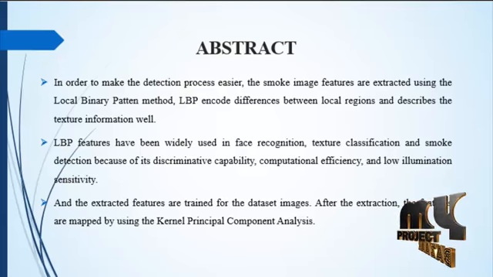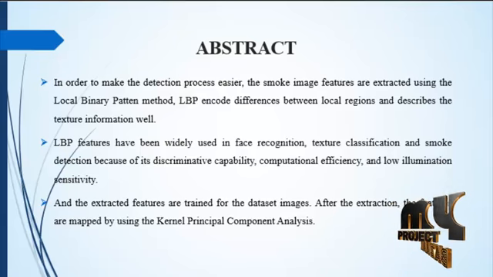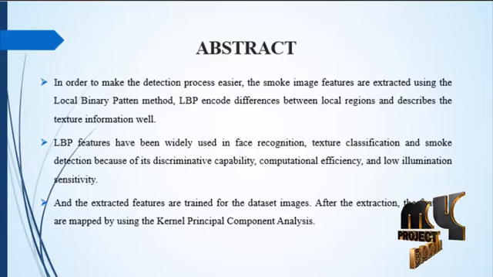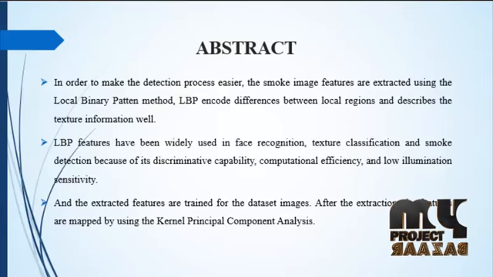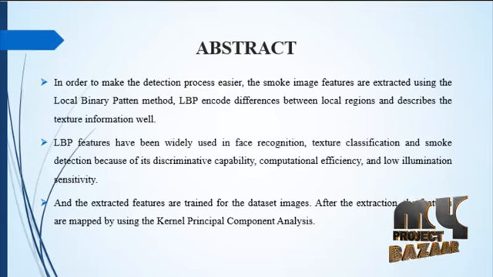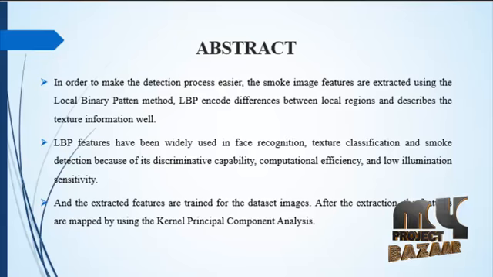The traditional fire detectors, such as ionized sensors, need to be installed close to the fire or smoke. In addition, unlike objects such as faces or man-made buildings, the variation of smoke shape, color, density, and texture is largely different from each other. So it is very difficult to extract robust features from images to represent the smoke. In order to make the detection process easier, the smoke image features are extracted using the local binary pattern method.